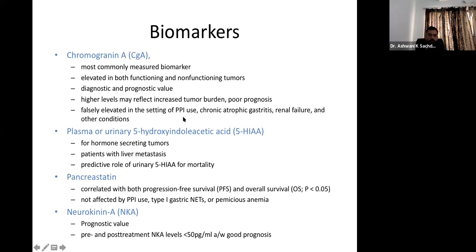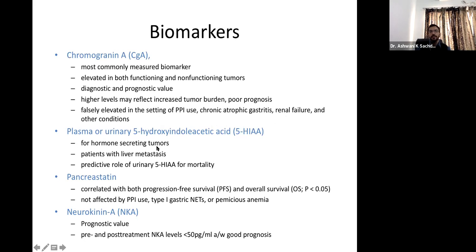So various biomarkers are useful in neuroendocrine carcinoid tumors. They are chromogranin A. It is the most commonly used biomarker, and it is elevated in both functioning and non-functioning tumors. Okay. And it has a diagnostic and prognostic value. Higher levels, they reflect the increased tumor burden and poor prognosis. Chromogranin A may be falsely elevated in the setting of PPI use, chronic atrophic gastritis, in case of renal failure.